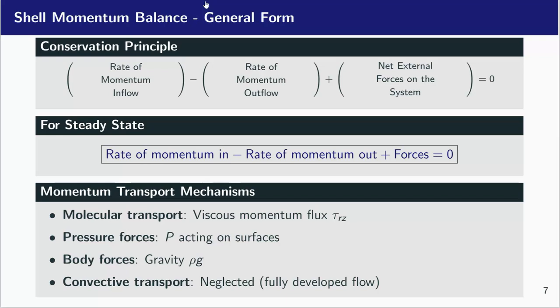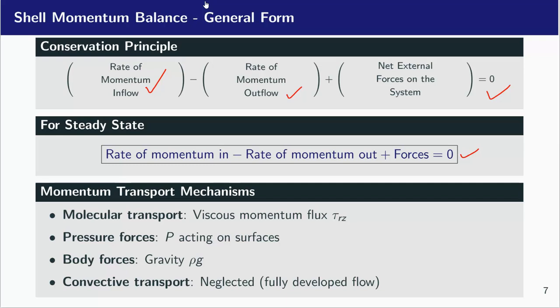I already talked about that: rate of momentum inflow minus rate of momentum outflow plus net external force on the system is equal to 0. As it is steady state, the accumulation term is 0. So rate of momentum in minus rate of momentum out plus force is equal to 0.